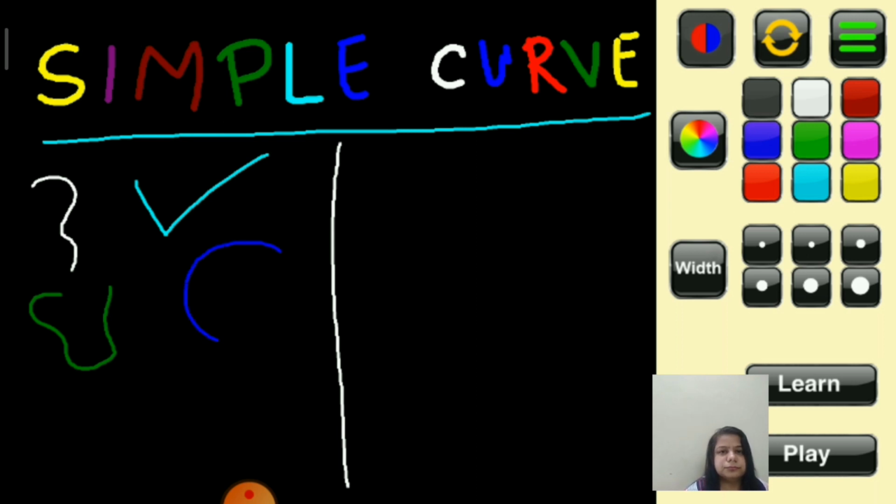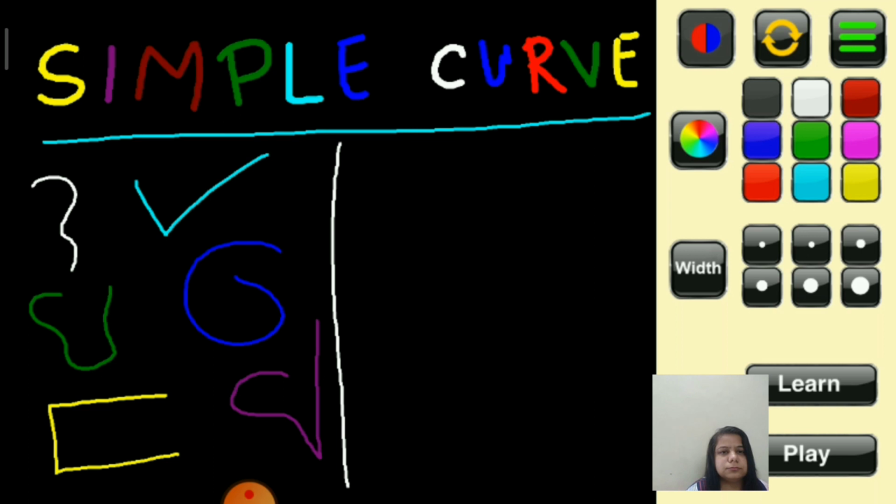If I do it like this, this is also a simple curve. Again, this is also a simple curve. Why? Because it does not cross itself. This is also a simple curve.